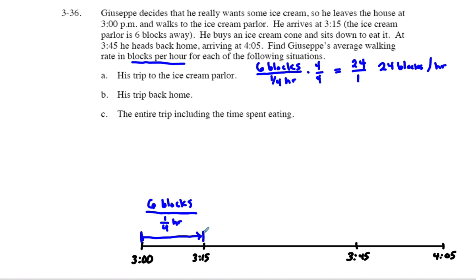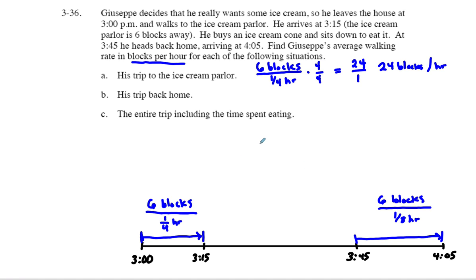Now he sits here at 3:15 and eats his ice cream cone until about 3:45. So there's no traveling going on at all in this time. And at 3:45 he decides it's time to head home. So he's traveling home here, and at 4:05 he reaches his house. So now 20 minutes has elapsed on the way home, but he still traveled just 6 blocks. In this case, instead of 1/4 of an hour, or 15 minutes, he's done it in 1/3 of an hour, which is what 20 minutes would be.